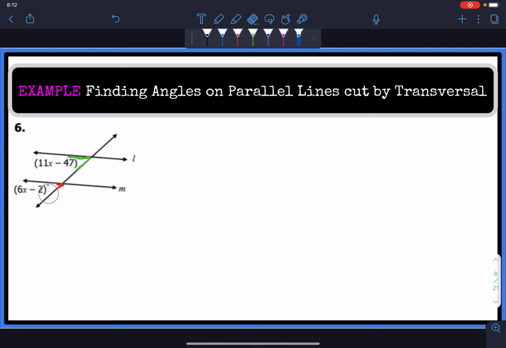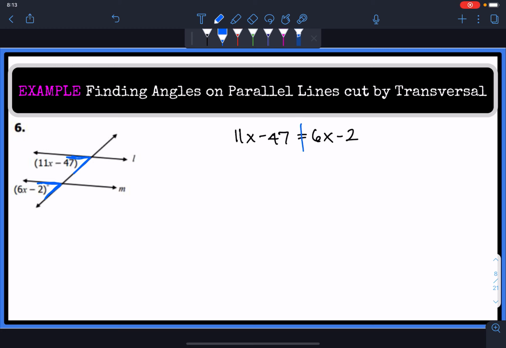Now here, in order to figure out how to create the equation, we have to know what type of angles we have. Since this angle is an acute angle and this angle is also an acute angle, they happen again to be the exact same acute angle. So that means that they're equal to each other. So 11x minus 47 is equal to 6x minus 2.